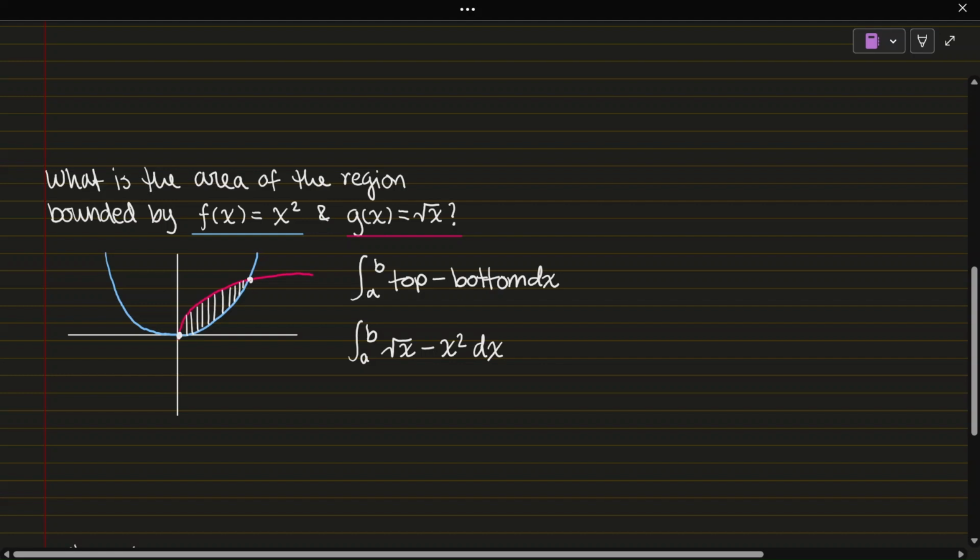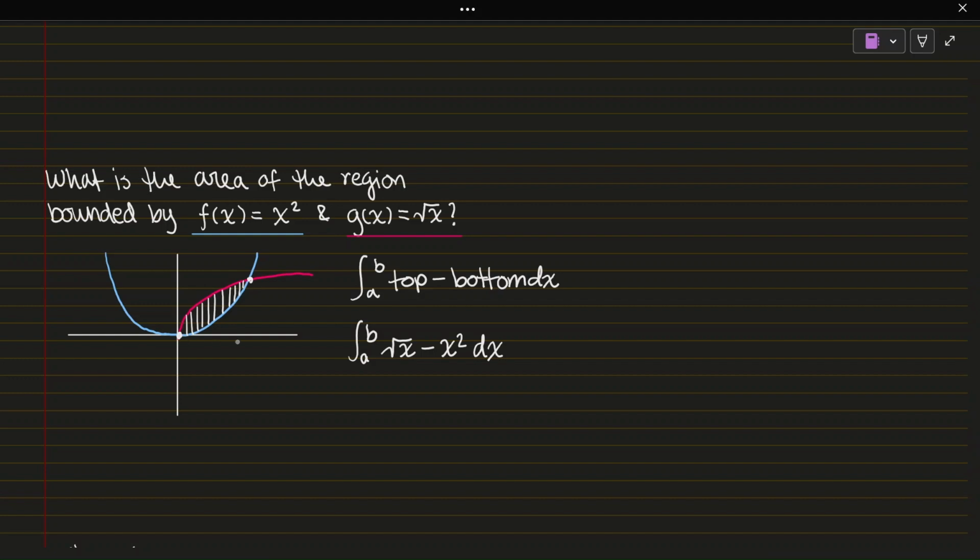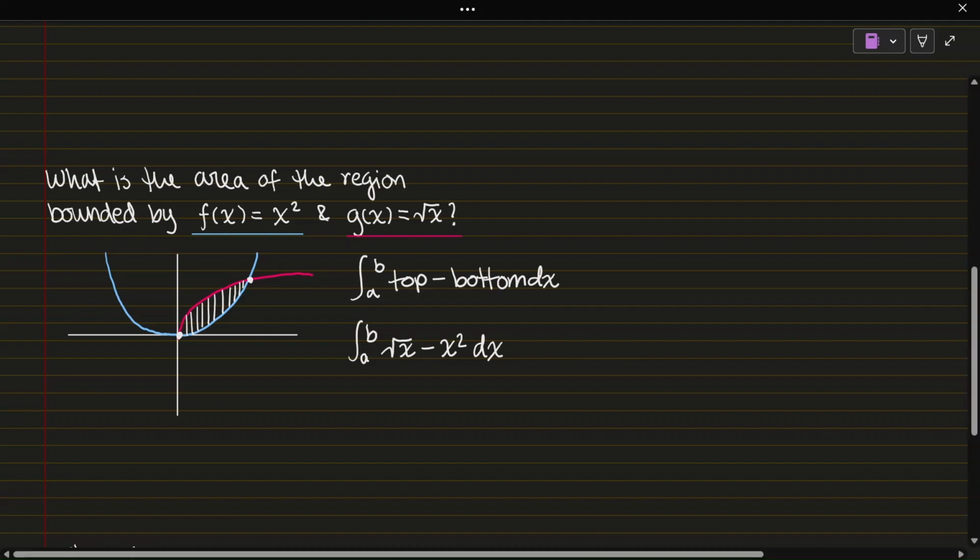Now I need to find my bounds, my a and b. They happen where f of x is equal to g of x, where these two curves meet. So I set f of x equal to g of x. That looks like setting x squared equal to the square root of x.